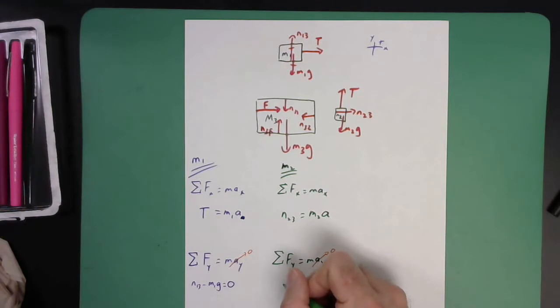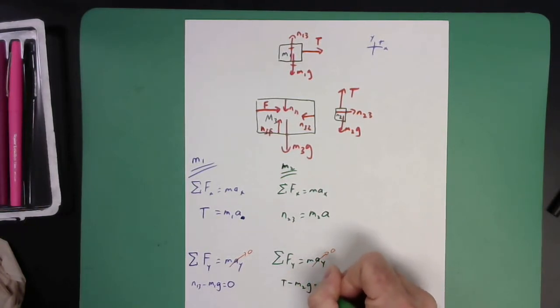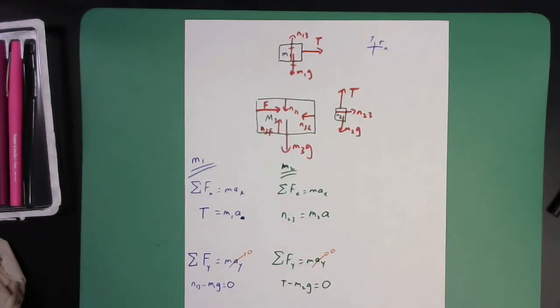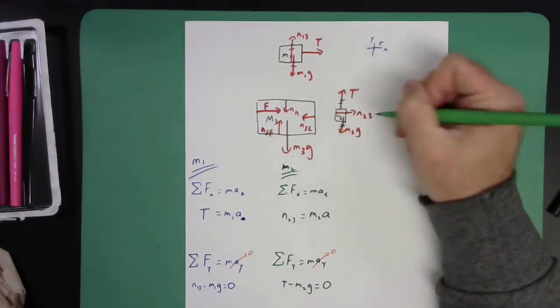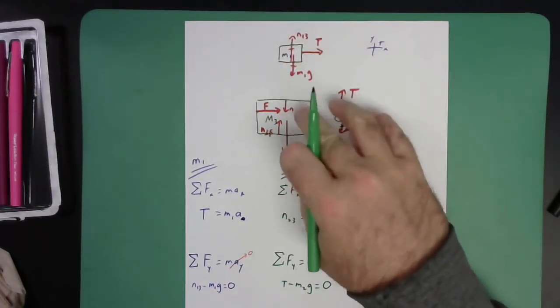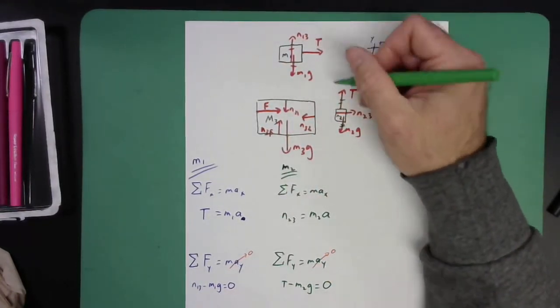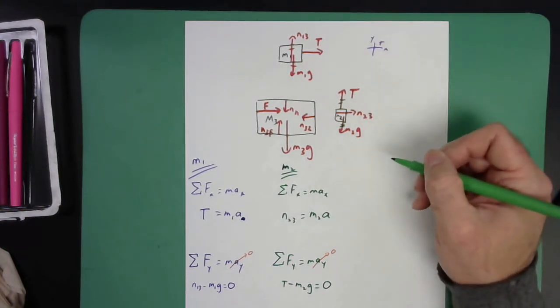And so we're going to say in the y, I've got T minus m2g equals 0. These forces have to balance out because we're not accelerating. We're told that everything is going to remain stationary relative to the cart. So those have to balance out.